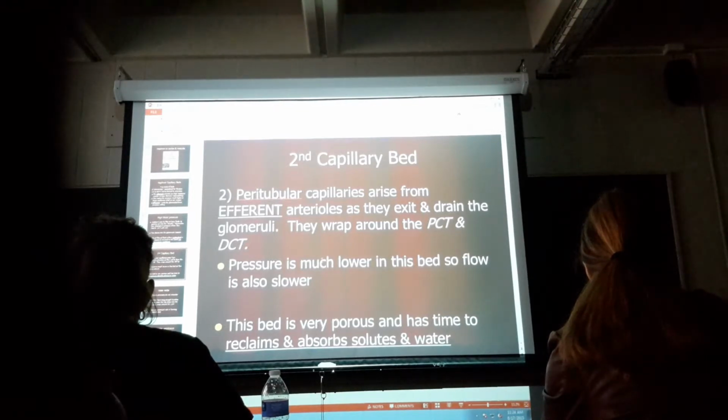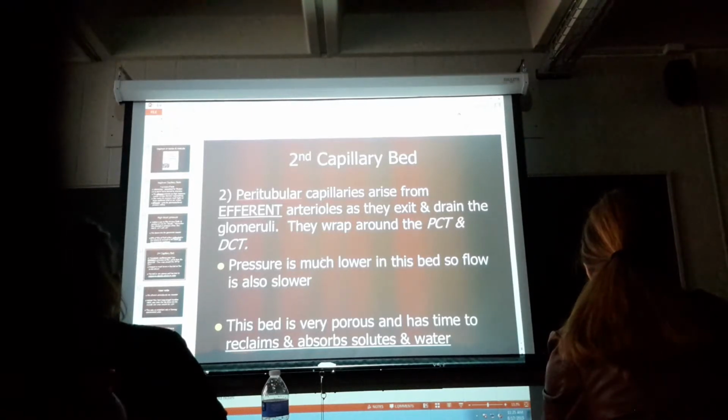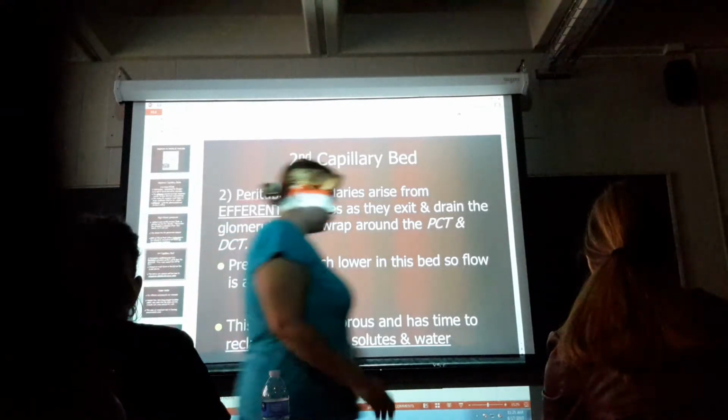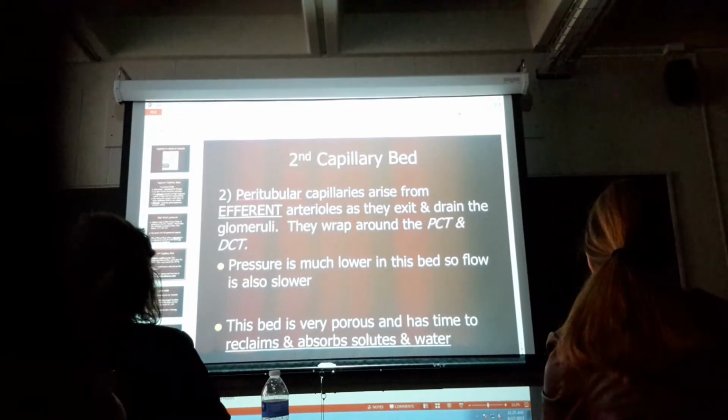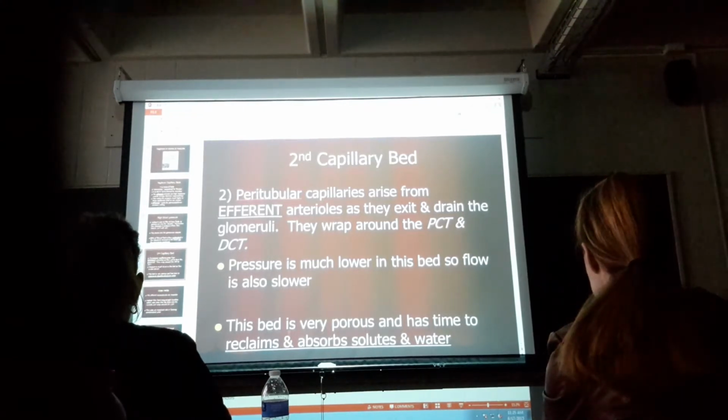Pressure is much lower so that we have a slow flow. We want to have time to reabsorb things and hold on to things and get rid of things. And it's going to be very porous because that's what we're trying to do. We're either trying to let things in or let things out. So we want to have nice big openings in there.